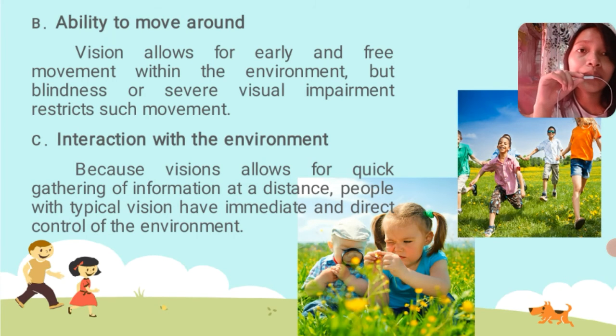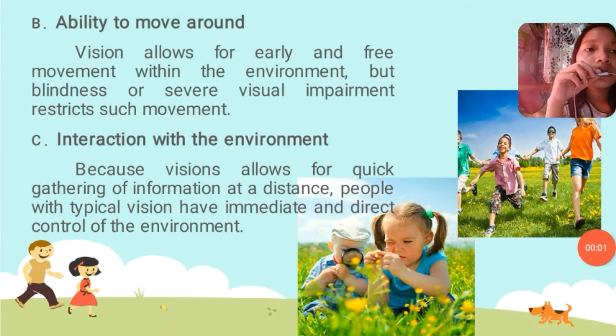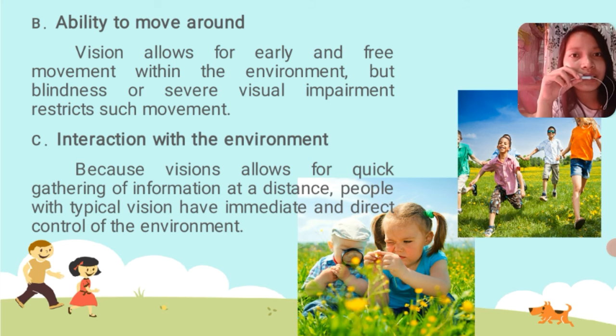Next is the ability to move around. Vision allows for early and free movement within the environment, but blindness or severe visual impairment restricts such movement. So a child is restricted to move around, to explore because of his or her impairment. So, ang iyang paglihok-lihok and to explore the surroundings is only limited because of the impairment.